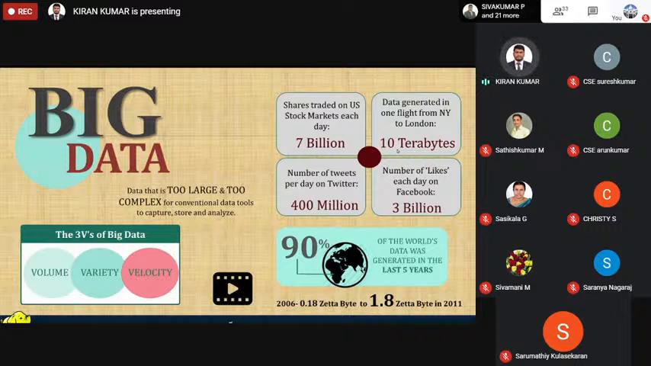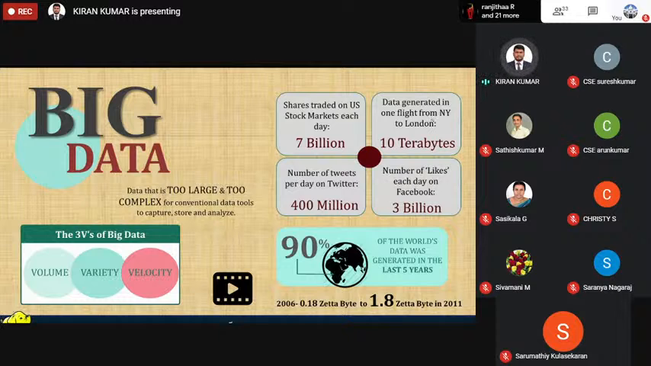So just think about how much data is generated from one source, that is the aviation department. The aviation department itself has a very huge amount of data, and they have a separate data warehouse where they store all this information. And here you can see the number of tweets per day on Twitter, 40 million, and the number of likes each day on Facebook, which generates 3 billion data. These are some of the examples which suit big data exactly.